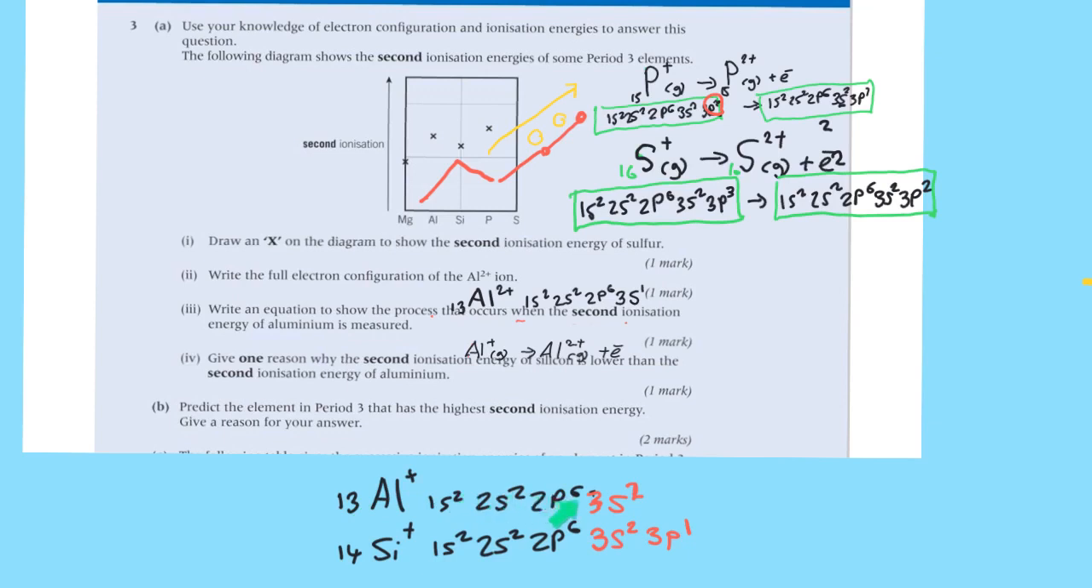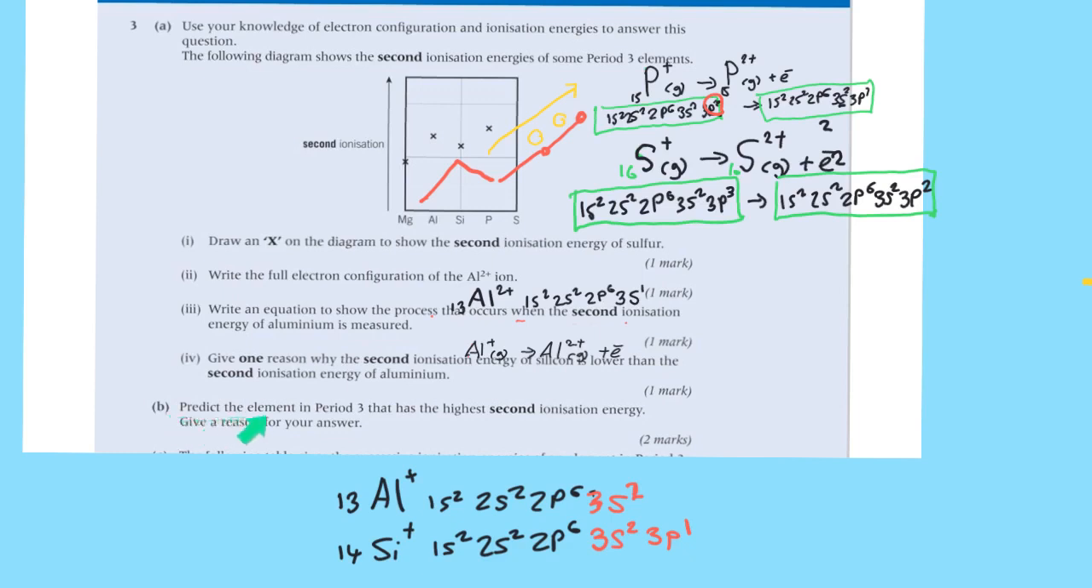For aluminium to lose an outer electron, it would need to lose an electron from a 3s subshell, which is lower in energy, less shielded, and therefore more tightly held. And this shows the importance of writing out your electron arrangement when explaining ionisation energies.